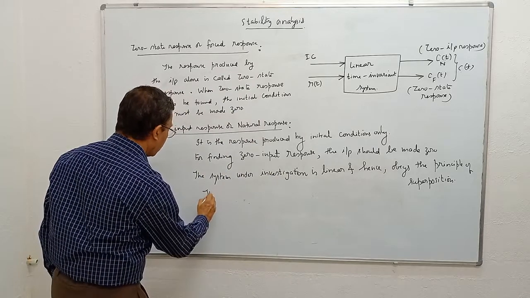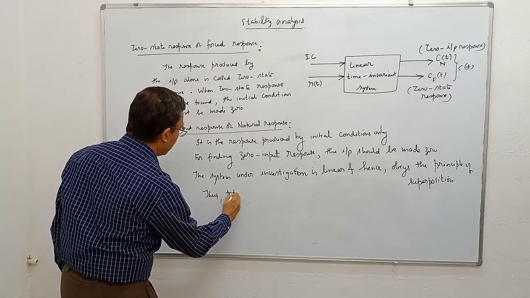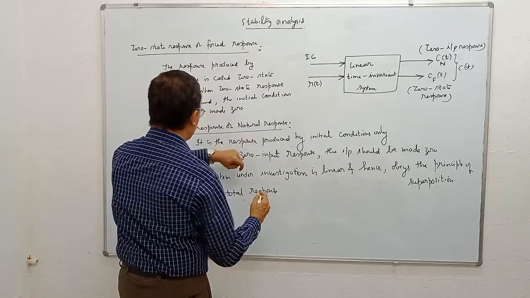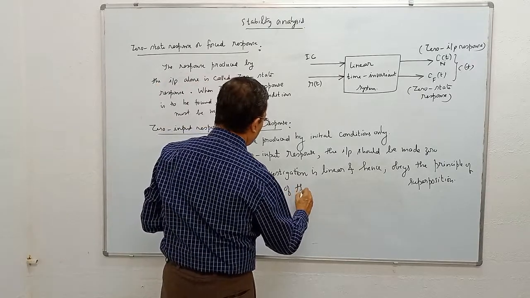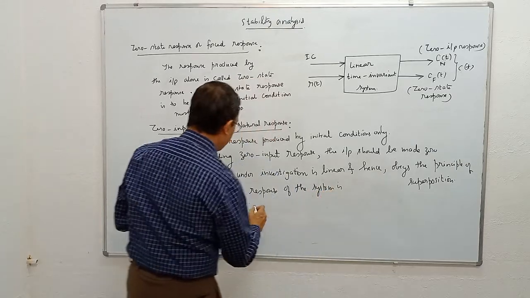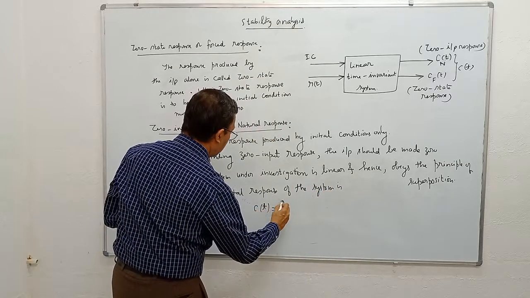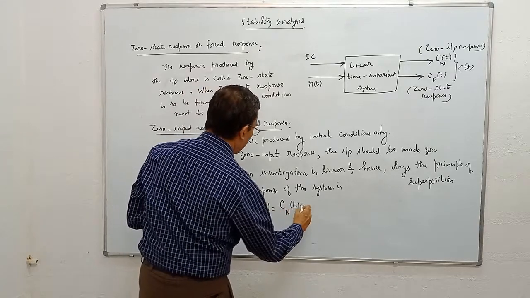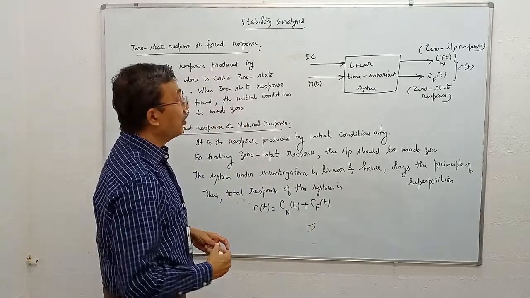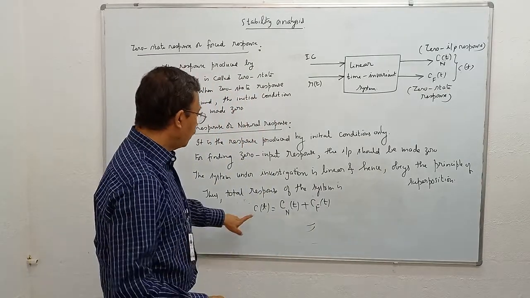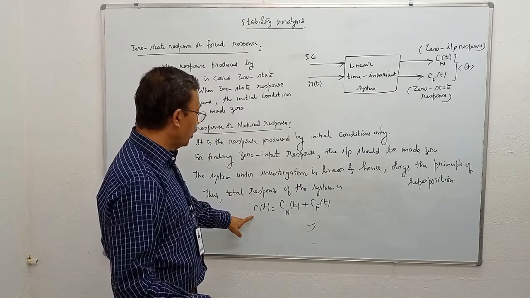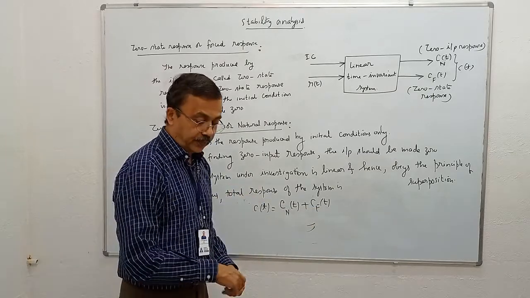Thus, total response of the system, C of t, is equal to the sum of natural response and forced response. When initial conditions are 0, C of t is nothing but Cf of t. When input is 0, C of t is called Cn of t.